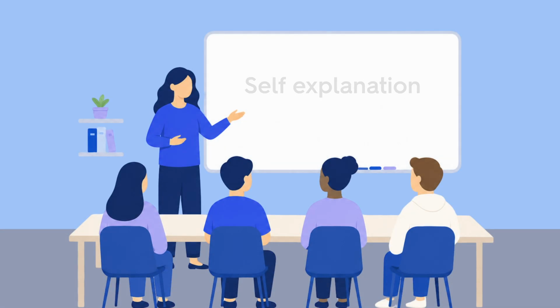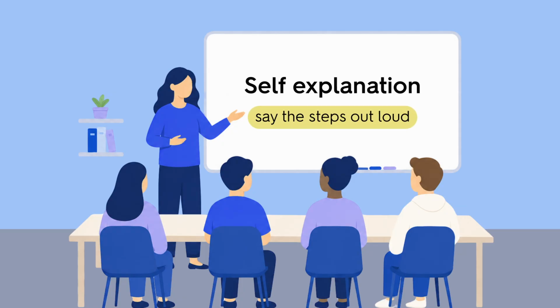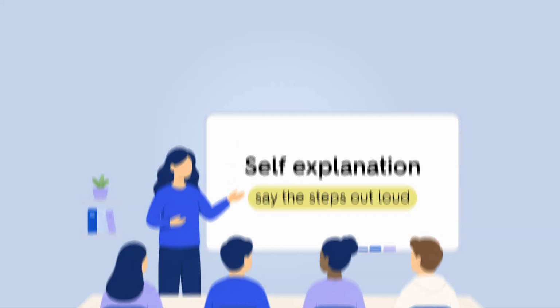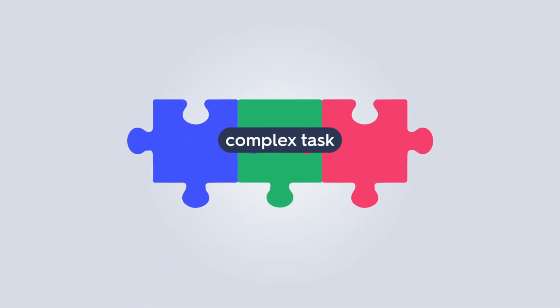Self-explanation means saying your thinking out loud while you work. You can explain to yourself, to a partner, or to a teacher. But the key is that the explanation happens during the task. Here's the big idea. When a task feels complicated, self-explanation breaks it into parts.